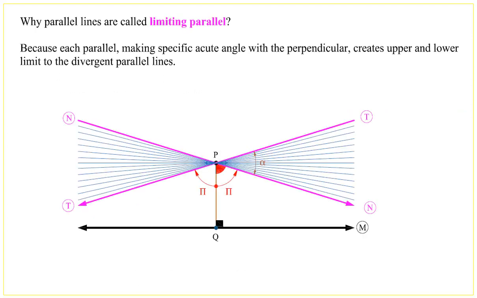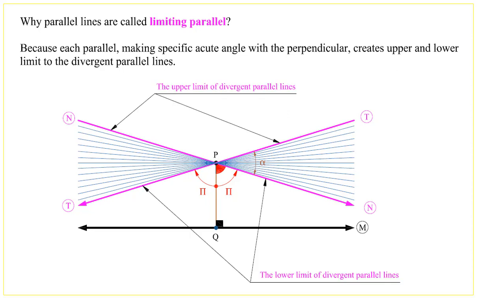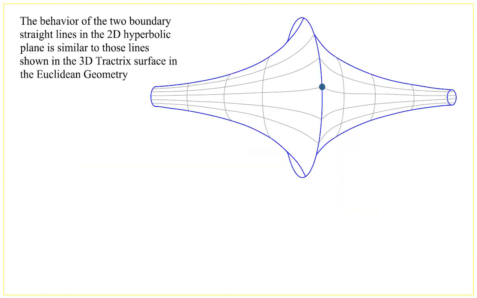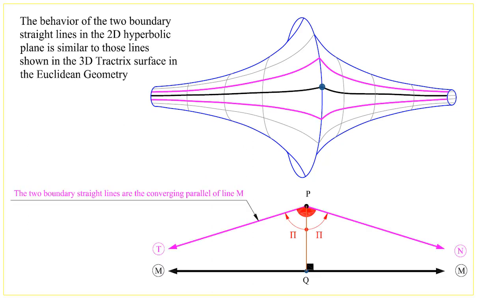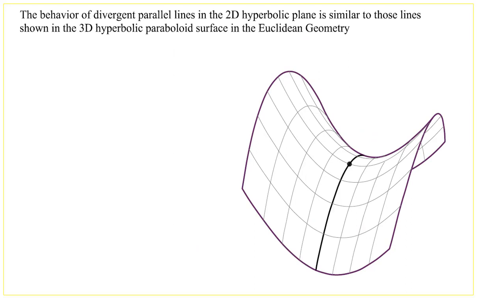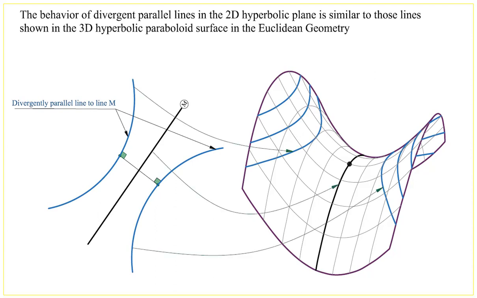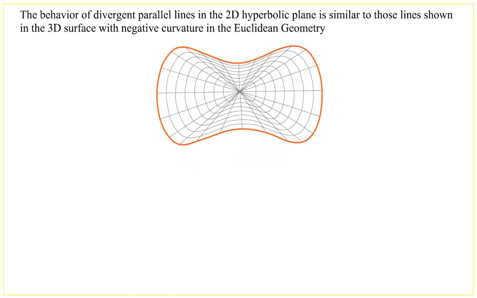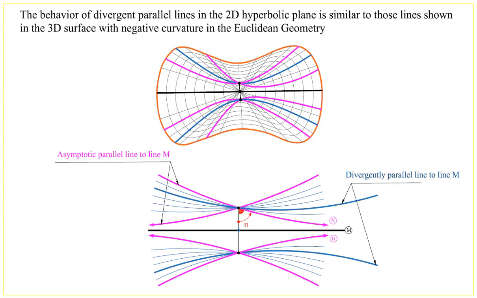Why are parallel lines called limiting parallel? Because each parallel, making a specific acute angle with the perpendicular, creates an upper and lower limit to the divergent parallel lines. The behavior of the two boundary straight lines in the 2D hyperbolic plane is similar to those lines shown in the 3D tractrix surface in the Euclidean geometry. The behavior of divergent parallel lines in the 2D hyperbolic plane is similar to those lines shown in the 3D hyperbolic paraboloid surface in the Euclidean geometry. The behavior of divergent parallel lines in the 2D hyperbolic plane is similar to those lines shown in the 3D surface with negative curvature in the Euclidean geometry.